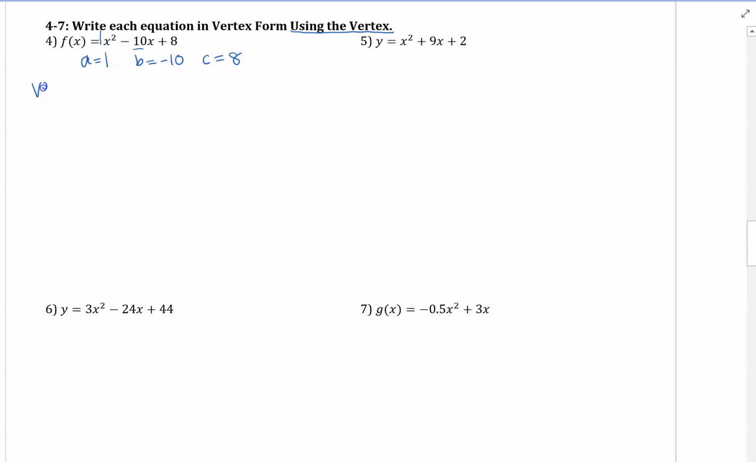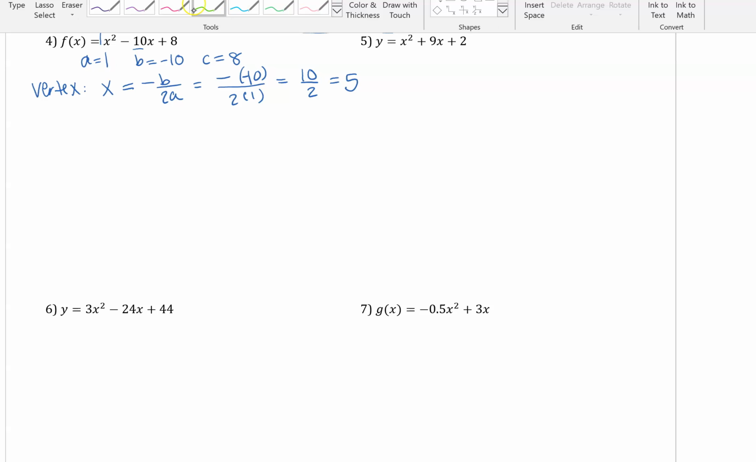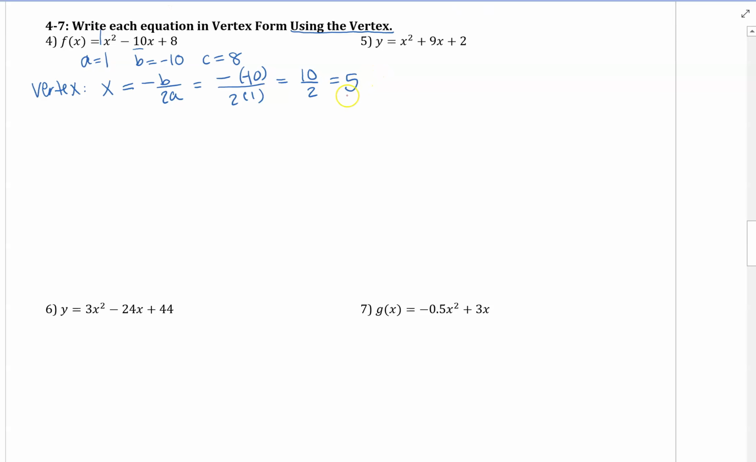So if I want to find the vertex, I can use the formula for that. So I can say that the x coordinate of the vertex is going to be negative b over 2a, which in this case would be negative 10 over 2 times 1, or positive 10 over 2, which is 5. So I now know h, because h is the x coordinate of the vertex, which I just found to be 5 by evaluating negative b over 2a with the a and b values from standard form.